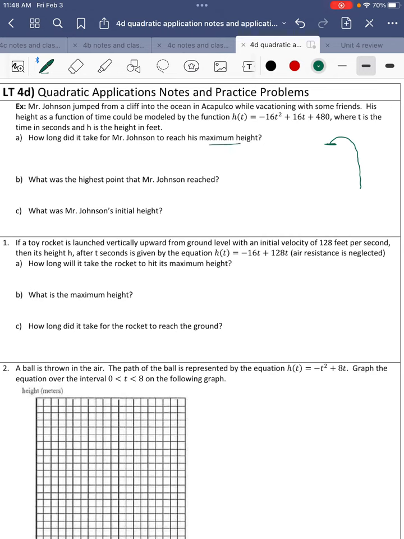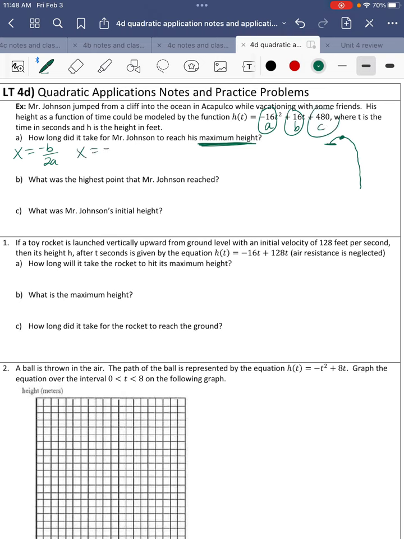So how long did it take Mr. Johnson to reach the maximum height? So maximum height is what we're going to have to work on. That's going to be your vertex. And to find the vertex, you're going to do x equals the opposite of b over 2a. So we have a is negative 16, b is 16, and c is 480.